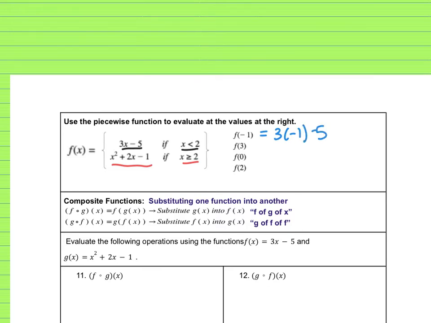So 3 times negative 1, plugging in negative 1 for x, and then subtracting 5. 3 times negative 1 is negative 3, minus 5 is negative 8. Go ahead and pause here and solve the rest. All right, f of 3. 3 is greater than 2, so I'm going to plug that one into the bottom. 3 squared plus 2 times 3 minus 1. That gives me 9 plus 6 minus 1. 9 plus 6 is 15, minus 1 is 14.